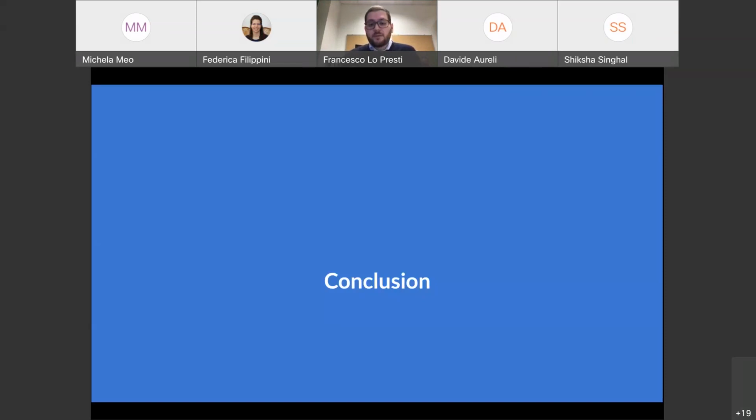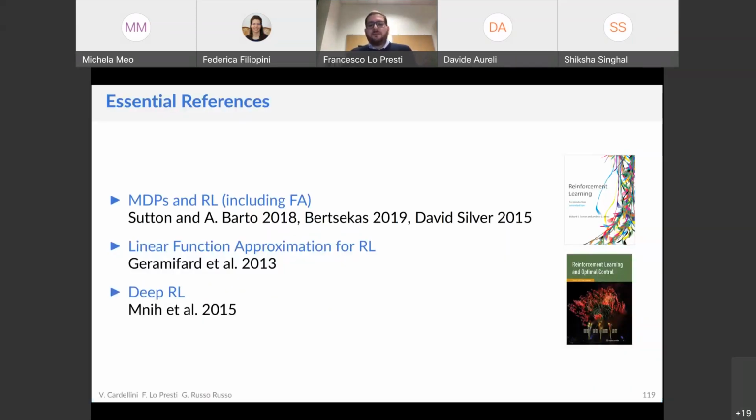So, to conclude, here you can find some essential references that cover the topics we have discussed today. In particular, you have some excellent books by Sutton and Barto and Bertsekas, and also a course on reinforcement learning by David Silver that is provided and made available by DeepMind. You also may find some more specific references on specific topics like linear function approximation and deep reinforcement learning.